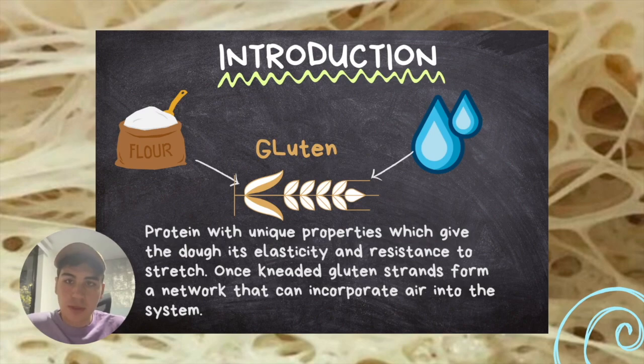As for the introduction, once you mix bread flour and water together, a protein called gluten is formed. This protein has unique viscoelastic and adhesive properties which give the dough its elasticity. The mixture quickly hydrates the flour's molecules and forms structures called gluten strands. Kneading or applying shear stress to the dough aligns said strands and creates a gluten network. This network allows air to be incorporated in the system and improves elasticity and resistance to stretch.